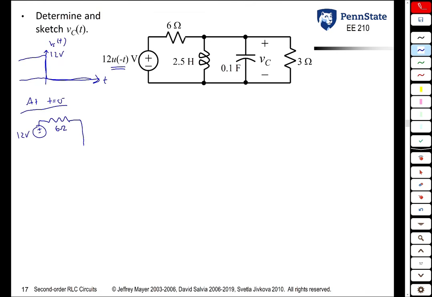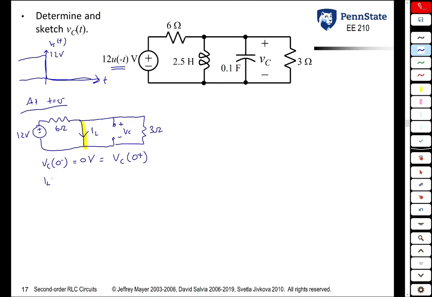a resistor there. Remember, an inductor in DC steady state is a short circuit, and a capacitor in DC steady state is an open circuit. So we have that. VC of 0 minus is pretty simple. Because the capacitor is in parallel with the inductor and the inductor is a DC short, the voltage across the capacitor has to be 0 volts. And of course, it's also the voltage across the capacitor right after the change in the circuit.